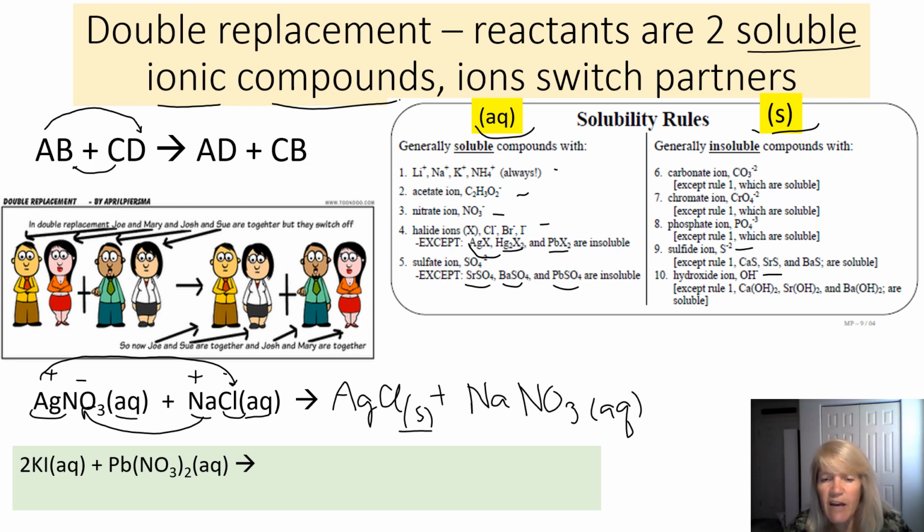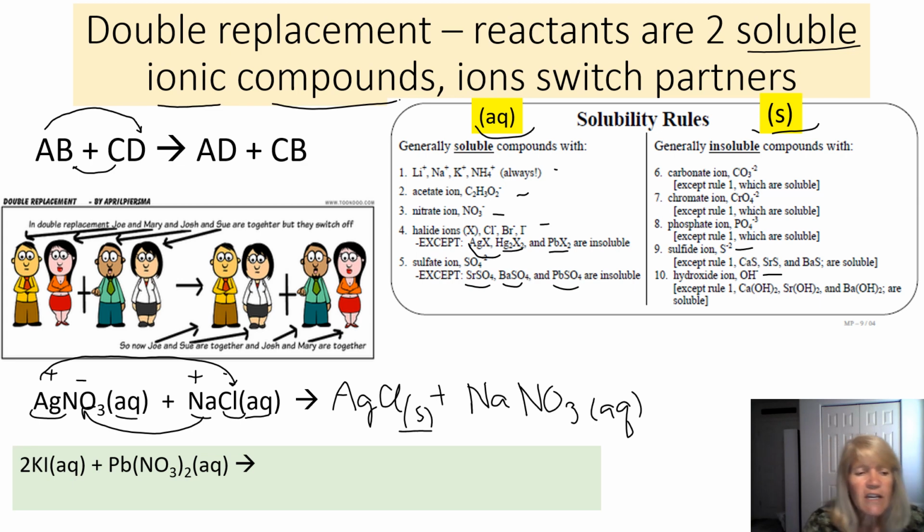And since we have a reaction, now we should balance it. So we look at 1 silver, 1 silver, 1 nitrate, 1 nitrate, 1 sodium, 1 sodium, 1 chloride, 1 chloride. So it's balanced. And that's how we approach double replacement. So let's look at another example. If you'd like to pause it here and try this next example on your own, that's a good idea.